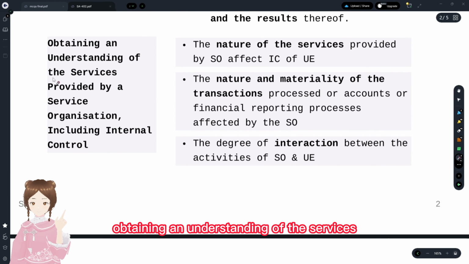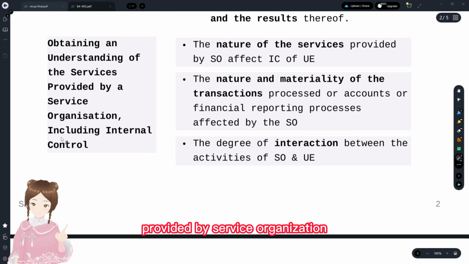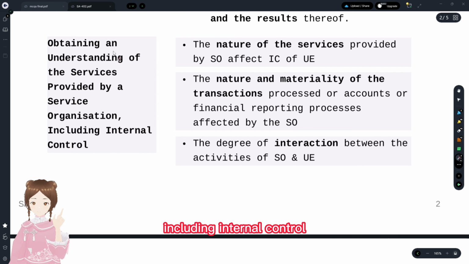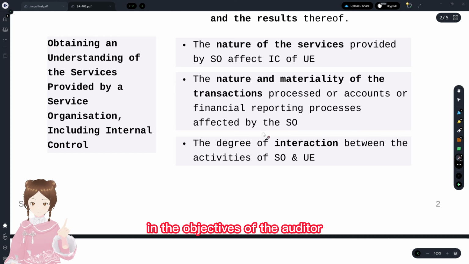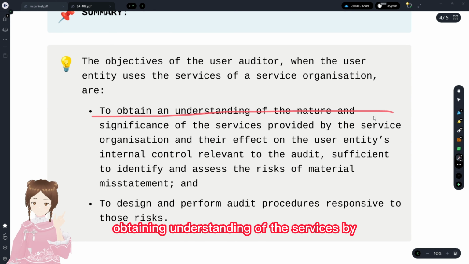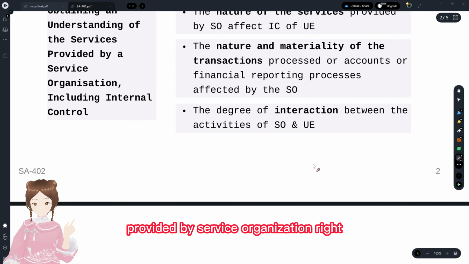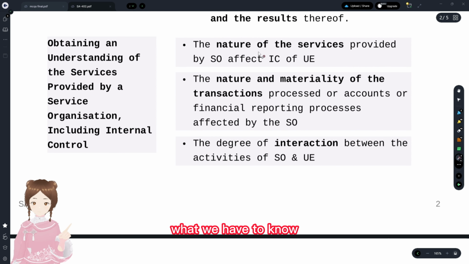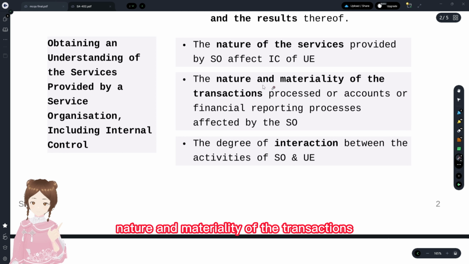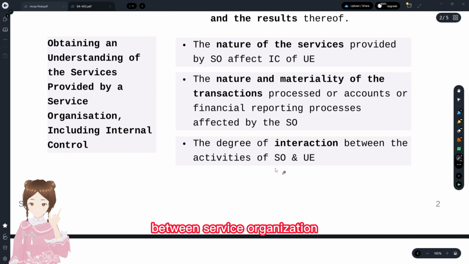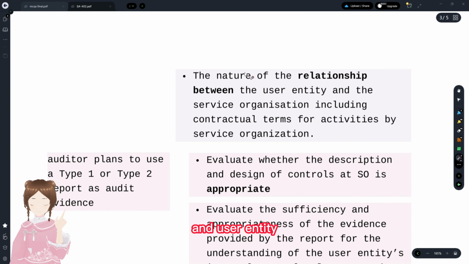Obtaining an understanding of the services provided by the service organization, including internal control. We have seen this phrase somewhere in the objectives of the auditor, right? Obtaining an understanding of the services provided by the service organization. What do we have to know? We have to know the nature of services, the nature and materiality of the transactions, and the degree of interaction between the service organization and the user entity, and the nature of the relationship between the user entity and the service organization.